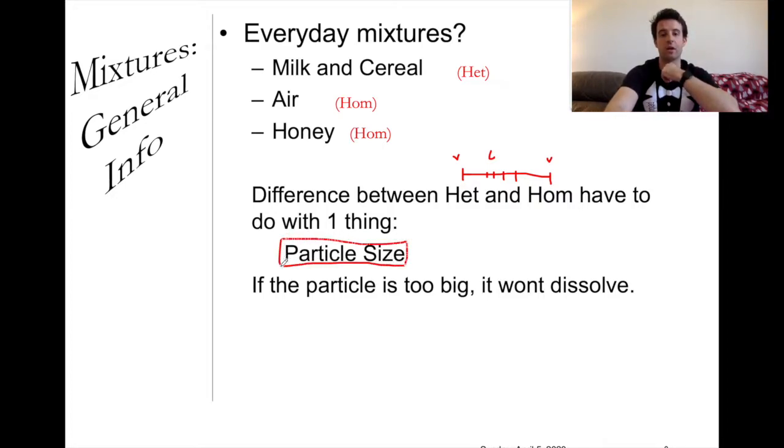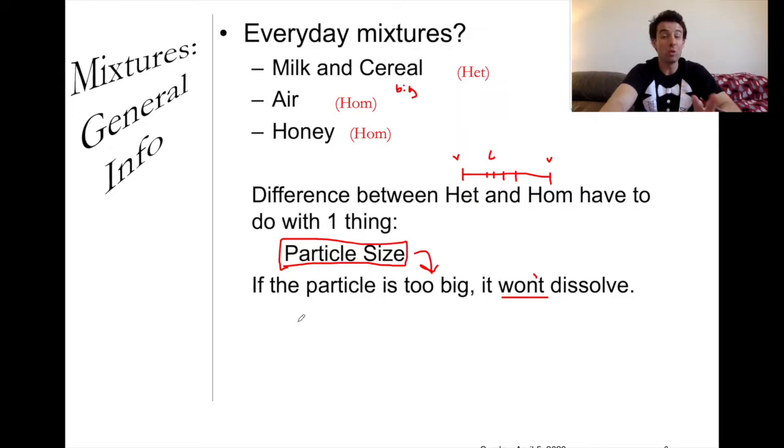You're going to want to write that down: particle size. The idea here is if the particle's small, it will dissolve. For example, the particles in air, like oxygen and nitrogen, are all at an atomic level, so they're very, very small. They're going to dissolve right in with the rest of the air. Whereas with something like cereal, individual flakes of cereal are way too big. They're not going to dissolve in milk. So if the particle's too big, it won't dissolve.